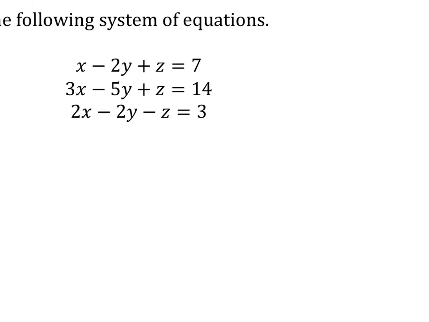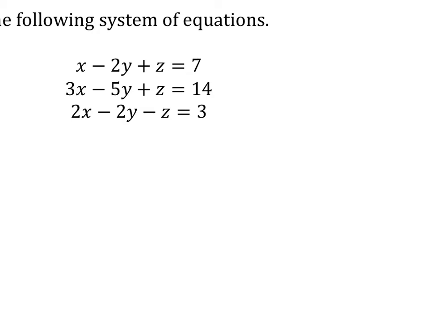All right, so there are two ways. You can either use substitution or you can use elimination. If you use substitution, then you have to write one variable in terms of the other two and then substitute. So that's one way to do it. The other way, if you want to do elimination, you have to pick one variable and get rid of it in all three equations.